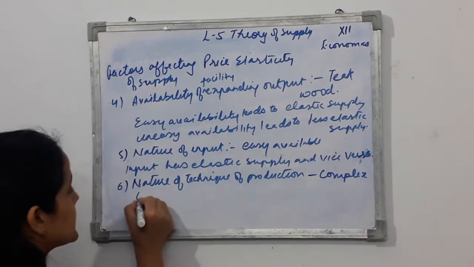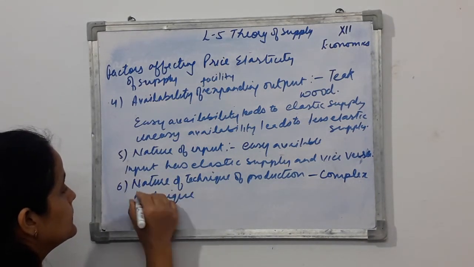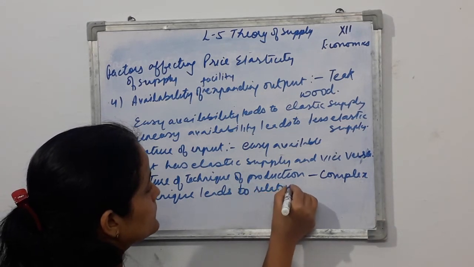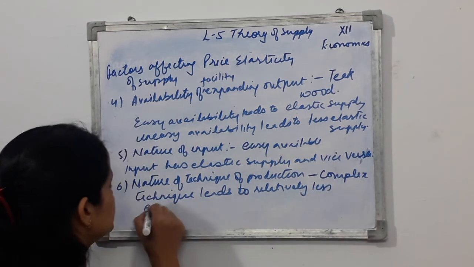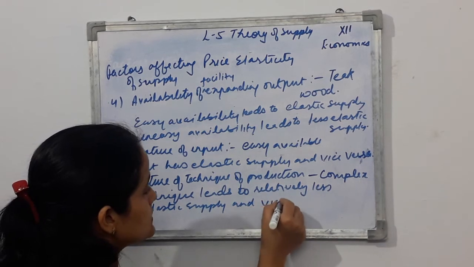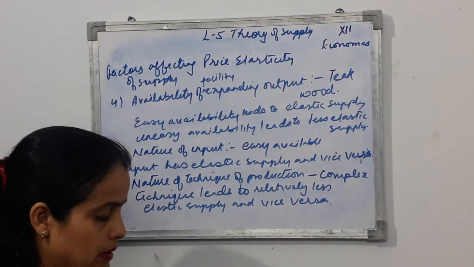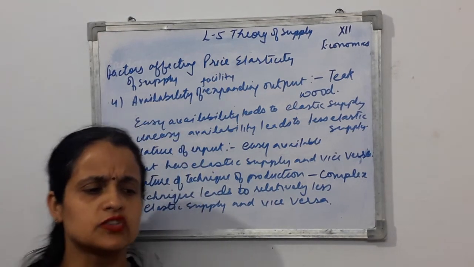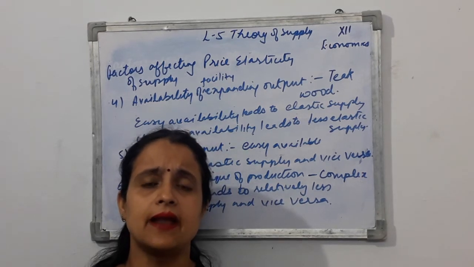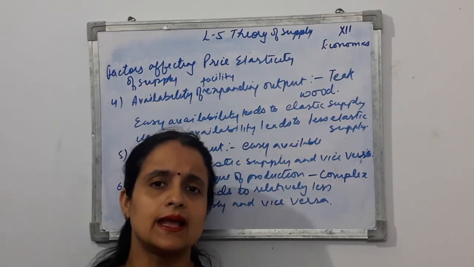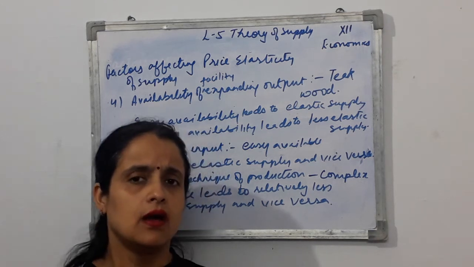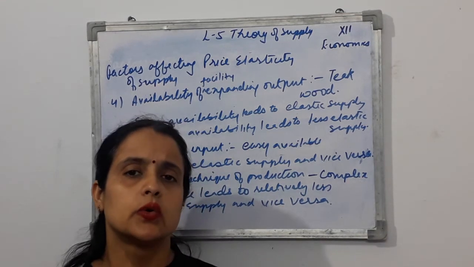Complex technique leads to relatively less elastic supply, and vice versa. Now the machineries which are very easy to handle, which can be handled by anyone, skilled labor, unskilled labor, semi-skilled labor, they can easily handle any easy machinery. So in that case, labor is very easily available, because you need labor which can easily operate that particular machinery.